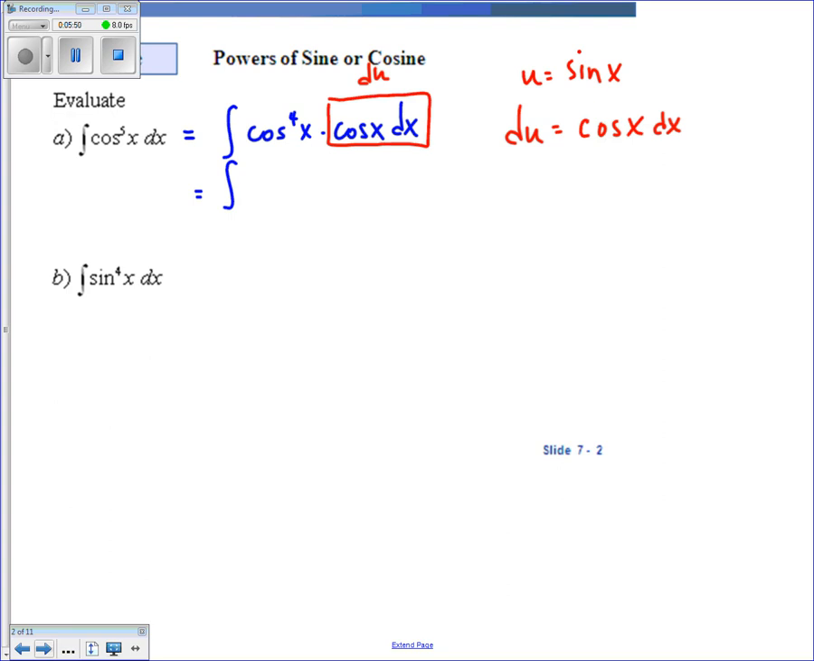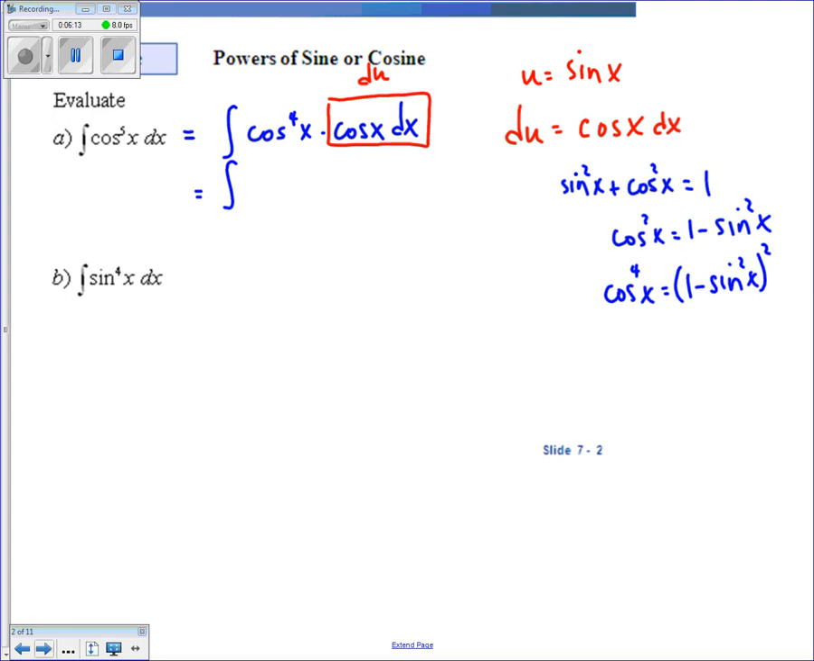Remember your Pythagorean identity. I know that sine squared plus cosine squared, both of x, equal 1. So that means cosine squared of x is 1 minus sine squared of x. Well, that means then that cosine to the fourth of x, I'm just going to square both sides here. You're squaring the entire side, is equal to that. So the first thing I'm going to do is change this cosine to the fourth x to 1 minus sine squared of x, squared.